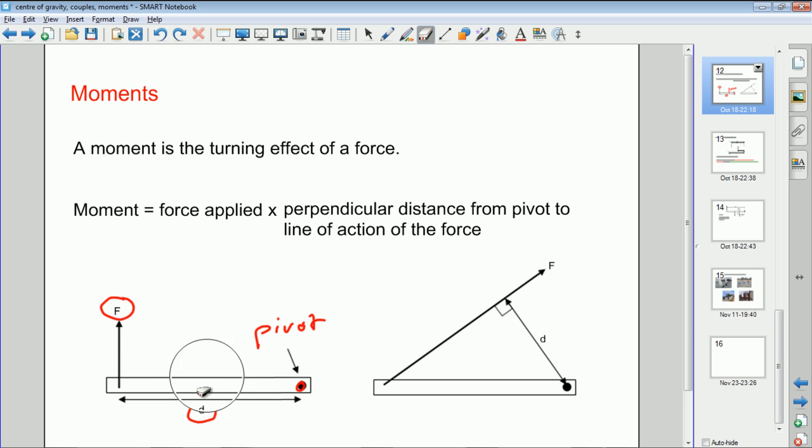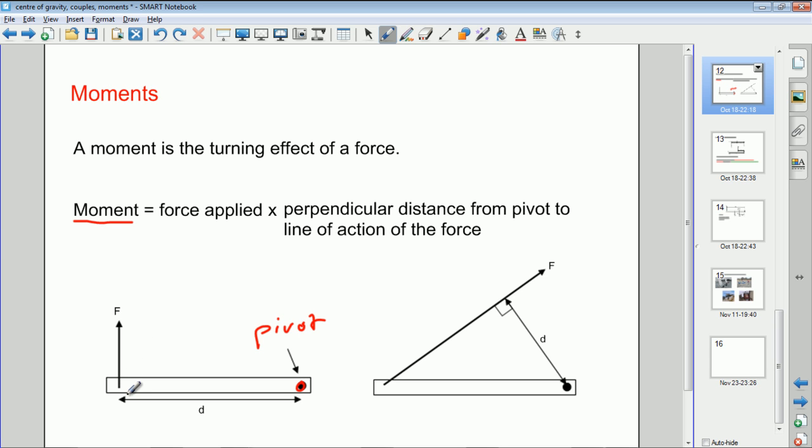Mathematically speaking, the moment of a force, or the turning effect of a force, is equal to the force itself, which is being applied, multiplied by the perpendicular distance from the pivot to the line of action of the force. And the line of action of the force is the line that stretches to infinity in both directions from the point of action of the force along which the force acts. So it's the line along which the vector arrow actually lies when you draw the force.